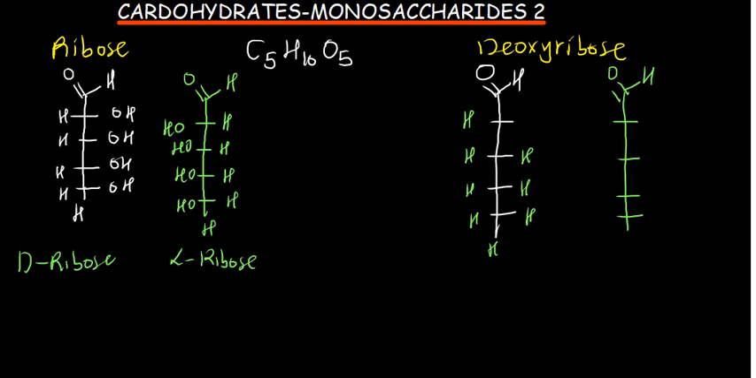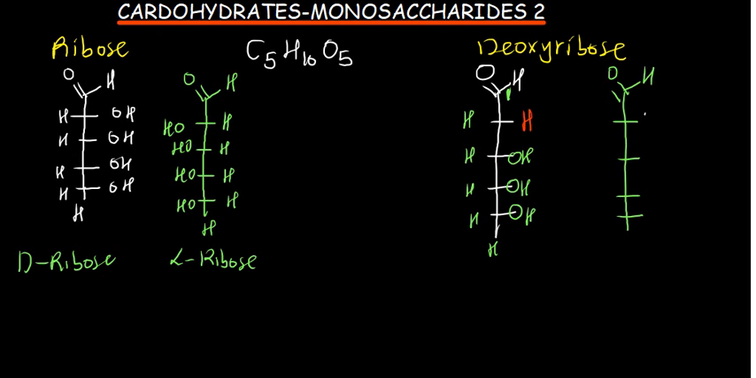But at carbon number 2, this is carbon number 1, where the functional group is. So when you're counting the number of carbons, always count from where the functional group is. Carbon number 2, we don't have an oxygen here, we only have a hydrogen. So that's the difference between ribose and deoxyribose. And for the other one also, sorry, we're supposed to have OHs here. I didn't put the O's. So the rest are the same. It's only at carbon number 2 which is different.